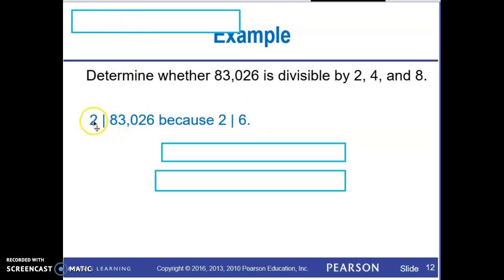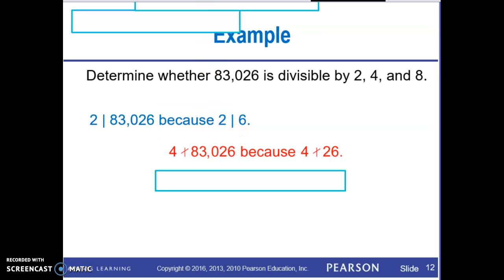All right, for 2, 2 divides 83,026 because 2 divides 6. Remember, for 2, we only have to look at that last digit to determine whether or not the whole number is even or odd. All right, how about 4? Well, 4 does not divide 83,026. Remember, we put the division symbol with the little slash mark through it. And the reason is because 4 does not go into 26. If I try to divide that, 26 divided by 4, 6 times 4 is 24, with a remainder of 2. So because my remainder is not 0, I can say that 4 does not divide 26.